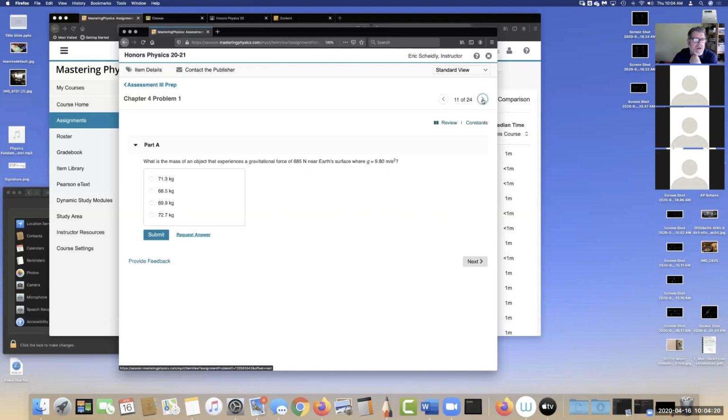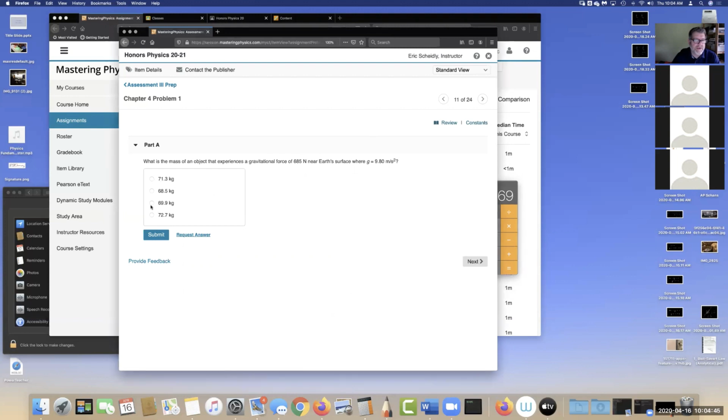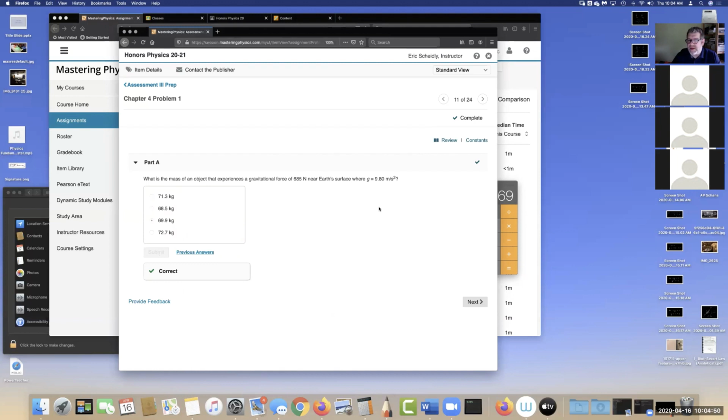What is the mass of an object that experiences a gravitational force of 685 newtons near the surface of the Earth? Well, all I have to do is divide by 9.8. What's 685 divided by 9.8? Oh, this is where I'm going to get it wrong. I should be doing this in my head. You can't see my calculator right here. 69.89. So I'm going to select that and submit and be right, because the weight of a thing is m times g. So W is equal to m times g.